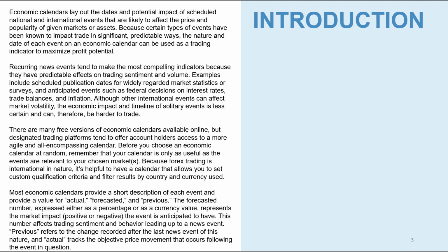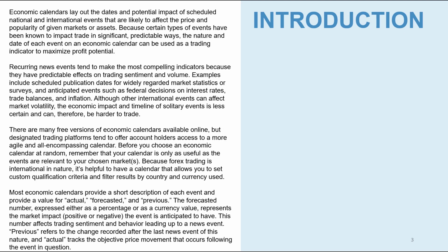Economic calendars lay out the dates and potential impact of scheduled national and international events that are likely to affect the price and popularity of a given market or assets. Because certain types of events have been known to impact trade in significant, predictable ways, the nature and the date of each event on the economic calendar can be used as a trading indicator to maximize profit potential.